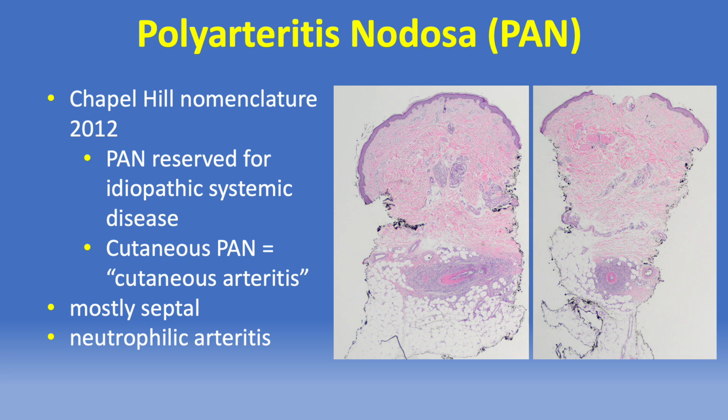Okay, let's look at a larger vessel vasculitis, or more specifically, a medium vessel vasculitis, polyarteritis nodosa, PAN. In the revised nomenclature, PAN is reserved for idiopathic systemic vasculitis. In dermatopathology, it seems the vast majority of cases we encounter are indeed skin-limited, formerly cutaneous polyarteritis nodosa, now designated cutaneous arteritis in the Chapel Hill nomenclature. And at scanning magnification, these biopsies tend to show a mostly septal subcutaneous pattern of inflammation, since the subcutaneous arteries are limited to the subcutaneous septa.